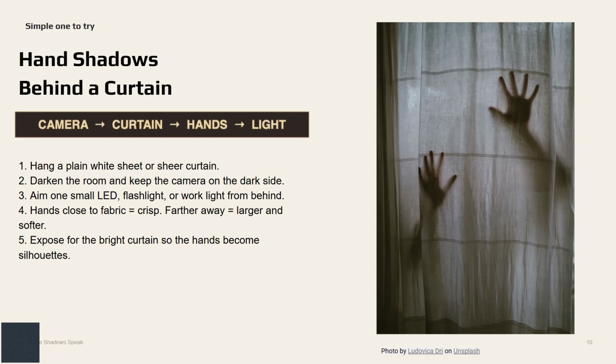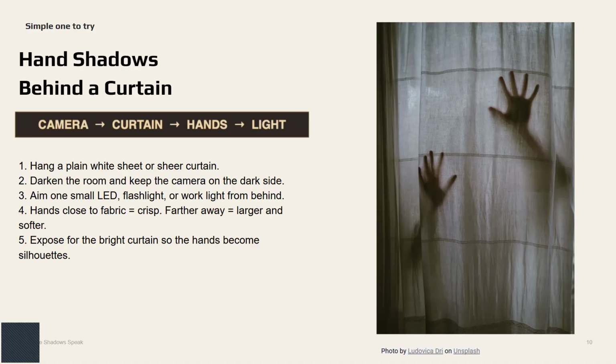The ingredients for this simple shadow photo are camera, curtain, hands, and light. The camera stays on the darker side of the curtain. The hands and light are placed behind it, out of view. Start with a plain white sheet or sheer curtain. Hang it as smoothly as possible so heavy folds do not detract from the hand shapes.